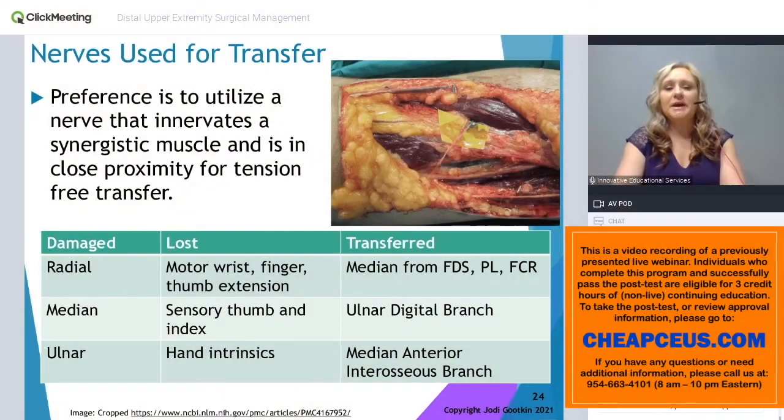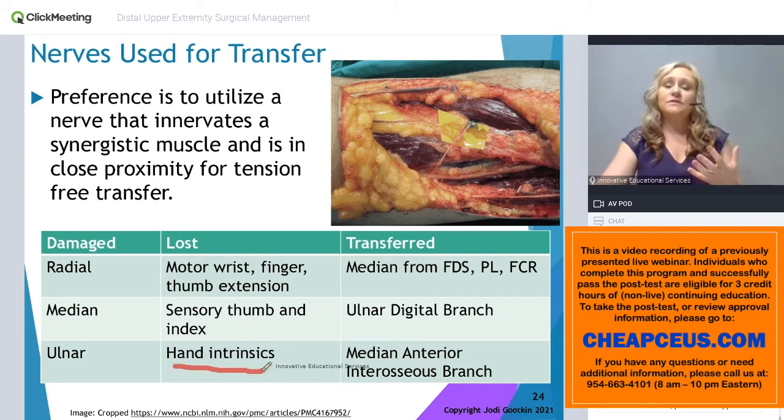There are specific patterns that they look at, and it's been kind of predetermined what nerves or options to utilize for other areas. Some of those examples of donor sites might be where if we are looking at grip and pinch being very important, if that ulnar nerve is lost to those hand intrinsic muscles, they might pull from an anterior interosseous branch of the median nerve.